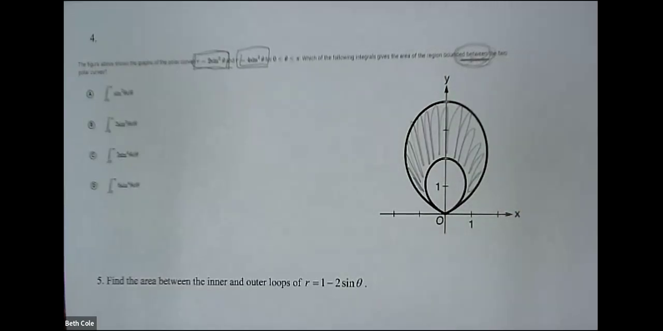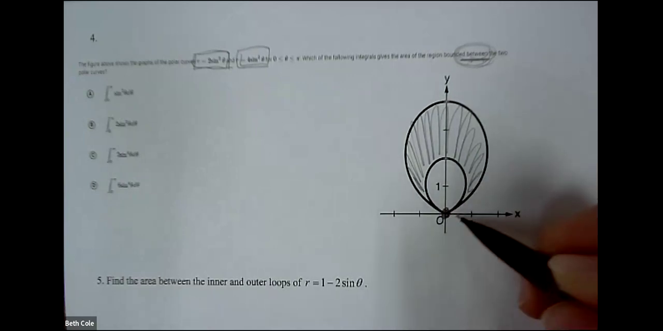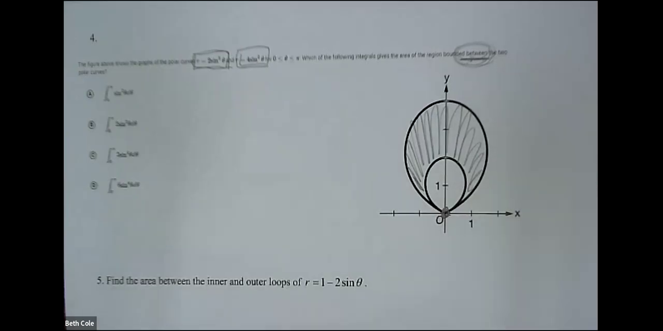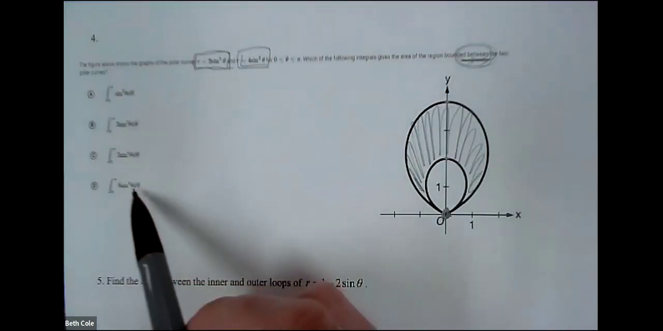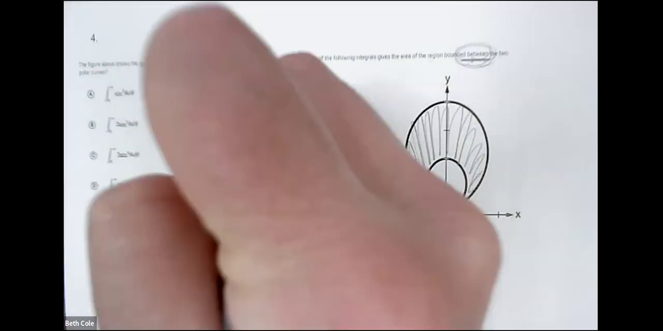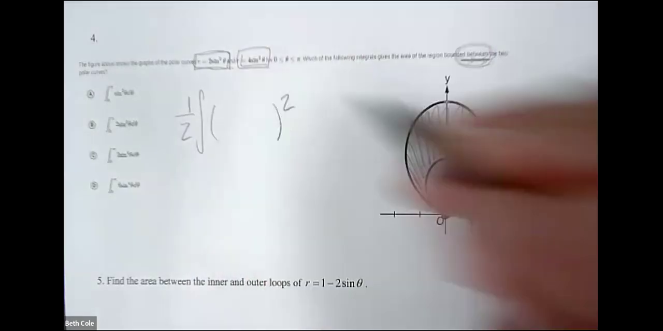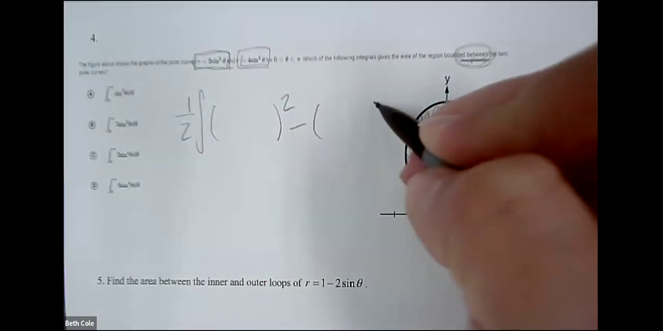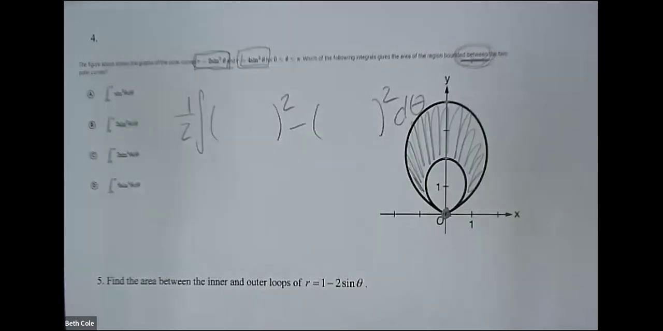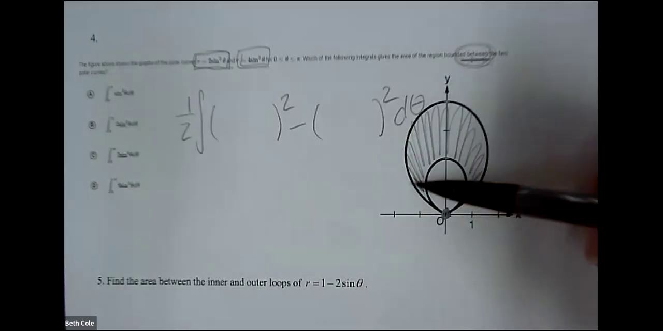So you can do 2 different integrals if you want, but if they start and end at the same place, you can actually get away with just making 1 integral. If they start and end at different places, you have to do 2 separate integrals. But do you see how these start and end at the same location? We can get away with just doing 1. And do you see how these are all only 1? So 1/2 integral, it's going to be the bigger one squared minus the smaller one squared, d theta. Does that make sense? Because we want the part in between.